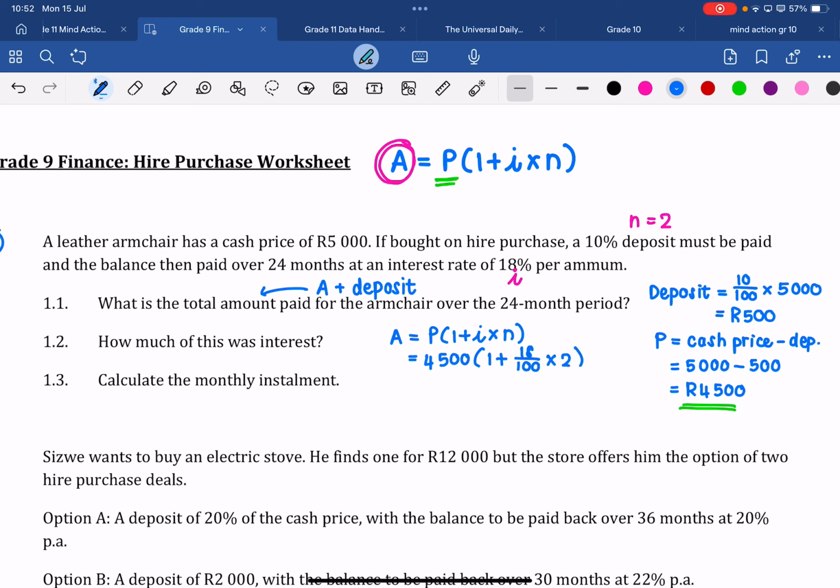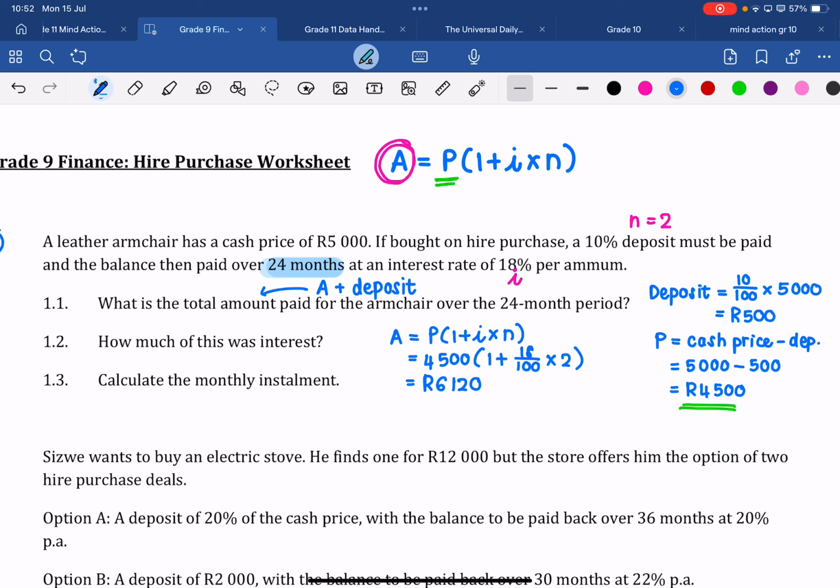for 2 years. Guys, please note they said 24 months, hey? So if you put 24 in your calculation, that's going to be 24 years. Okay, so be very careful. Remember, n is always the number of years. So it's times 2. Let me quickly see what this is equal to. Okay, I am getting 6,120 Rand.